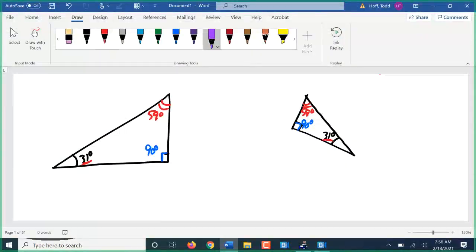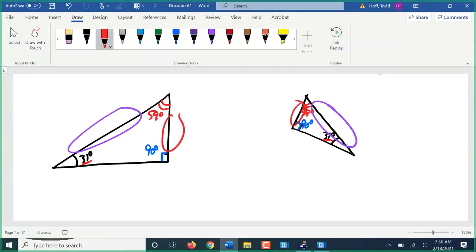So we know that this side will correspond to this side. Both of those sides are the hypotenuse of their respective triangles. We know that this side will correspond to that side. It's the leg between the 90-degree angle and the 59-degree angle in both triangles. And finally, this side and this side will correspond because it's the leg between the 90-degree angle and the 31-degree angle in both triangles.